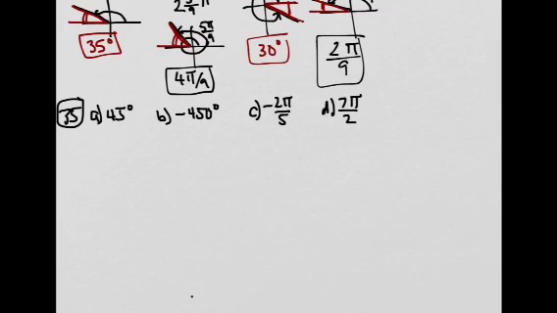So for number 35, we're looking for coterminal angles between 0 and 360, or 0 and 2 pi. So coterminal angles are angles that start and end in the same spot. They have the same initial side and the same terminal side. So I usually just start off by drawing the angle. And so for number 1, 45, so that's right here.